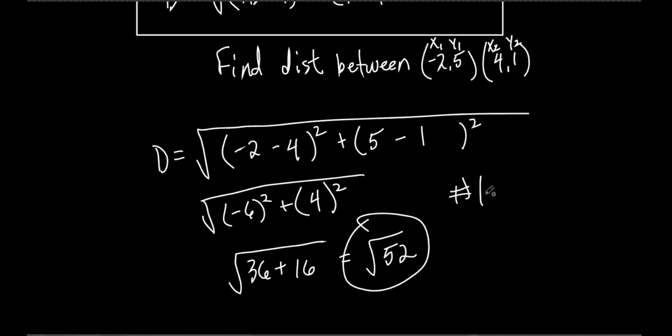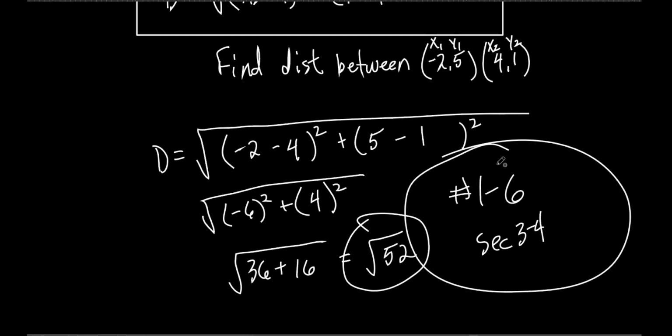Here's what you're doing. You're doing numbers 1 through 6 on section, whatever section this is. What is it? 3-4. Section 3-4. That's homework. This is in your book. This is all in your book.